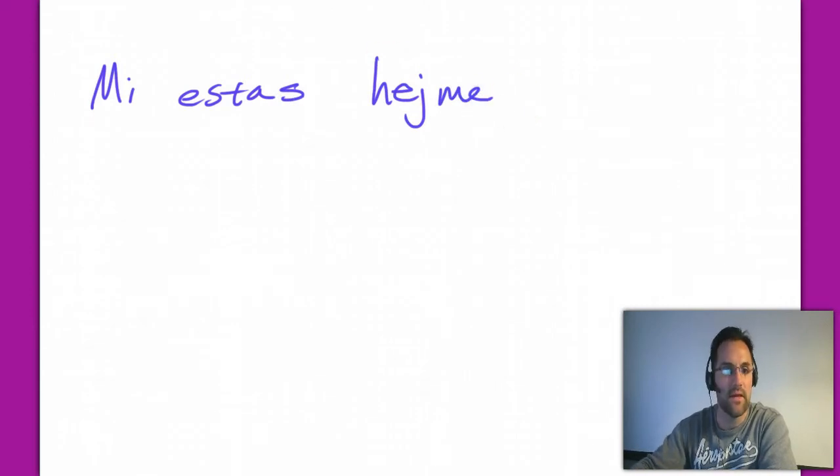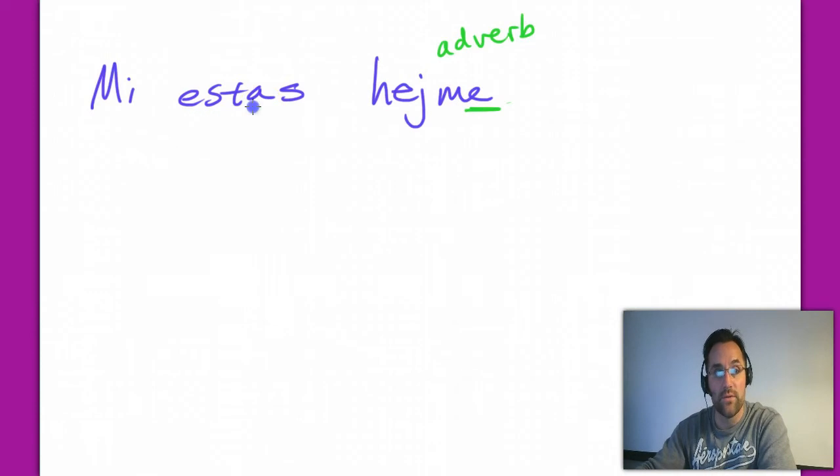Okay, so we see heme. Right away we see that e ending, and so we know that it is an adverb. Here's our verb because we see our tense, right? As. It's present tense. There's our verb. Here is the word for I or me. Mi estas heme.